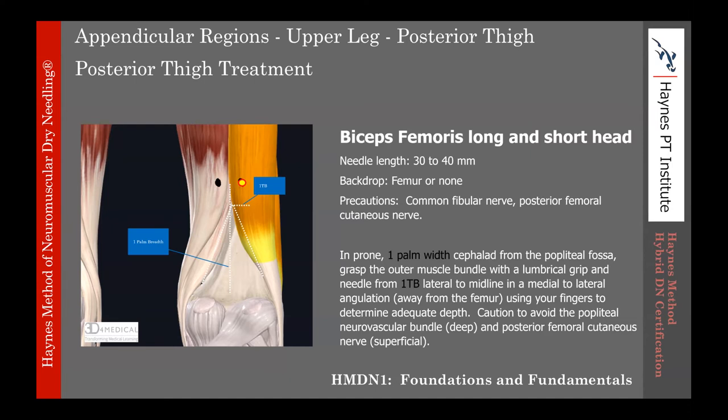The biceps femoris long and short head, we will come down again. We're just going to go one thumb breadth lateral or proximal from the apex of the midline here, which is about one palm breadth. And we're just going to come a little bit lateral, or one thumb breadth lateral, to that.